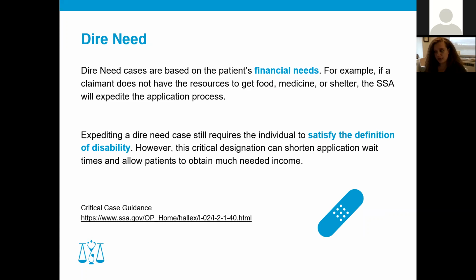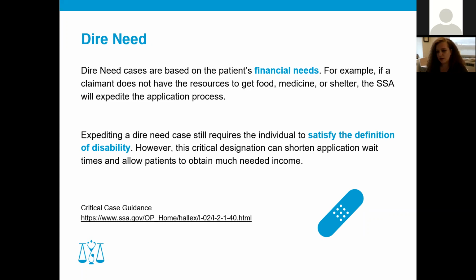Now this one is a bit tricky. Dire need is technically another category, which is based on patients' financial needs. For example, if they don't have resources for food or medicine or shelter, Social Security can expedite the application process. It still requires the individual to satisfy the definition of disability.